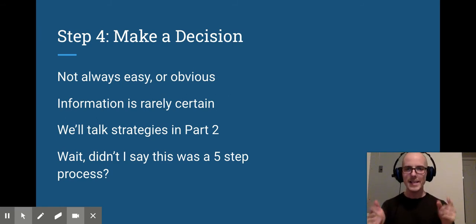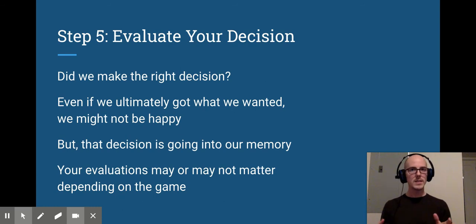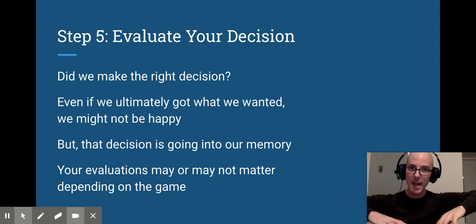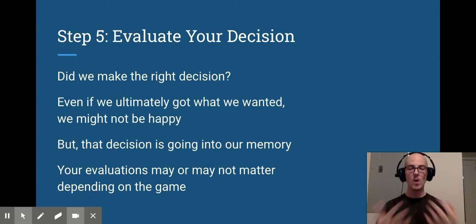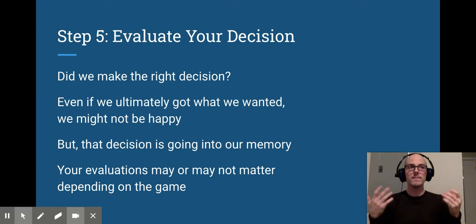And wait a minute, didn't I say that this is a 5-step process? But we're at step 4 and we just made a decision. What else could you possibly need to do? Well, the last step is evaluating the decision. We've rolled the dice, we flipped the card, we did the thing, the mechanics have manifested, and now we know what happens. Now we have to ask ourselves, did we make the right decision?